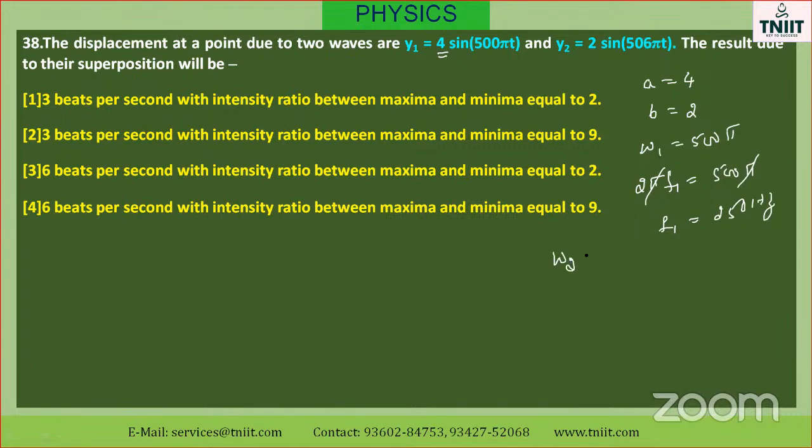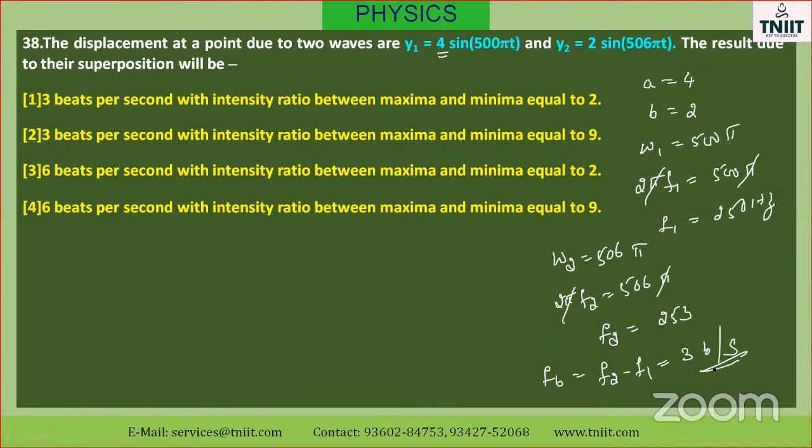Similarly, what is omega 2? 506 pi. So 2 pi f2 will be 506 pi. So f2 will be 253. So what is the beat frequency? How many beats per second? Difference, no? f2 minus f1. So 3 beats per second. So definitely option 3 and option 4 are ruled out.